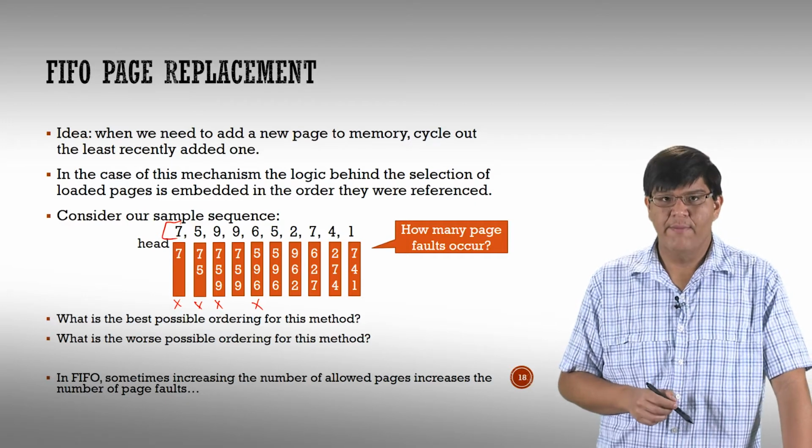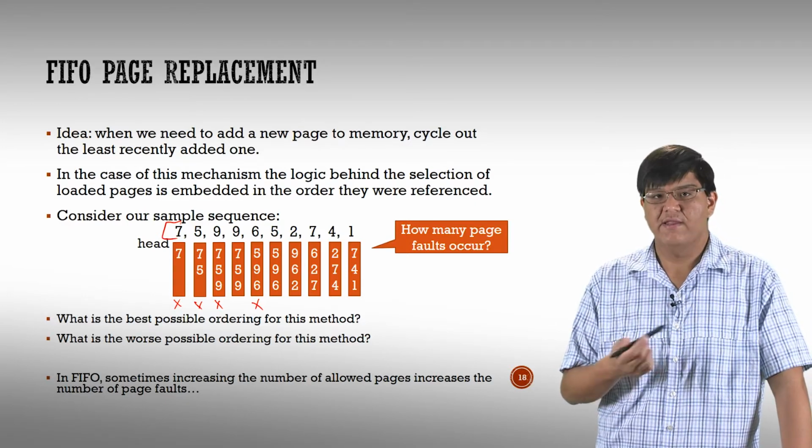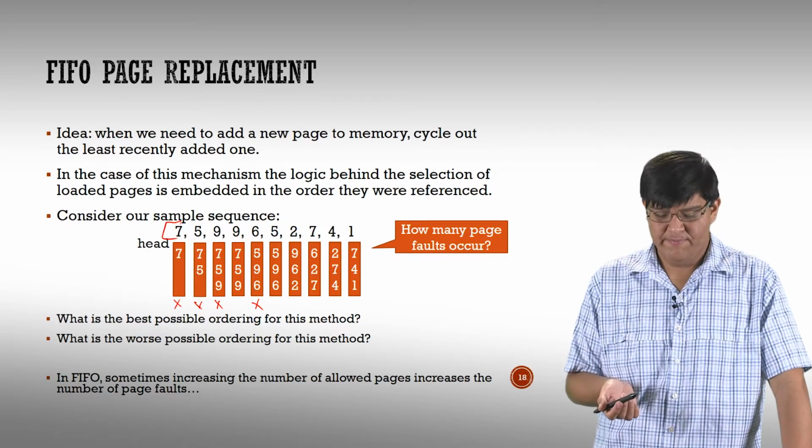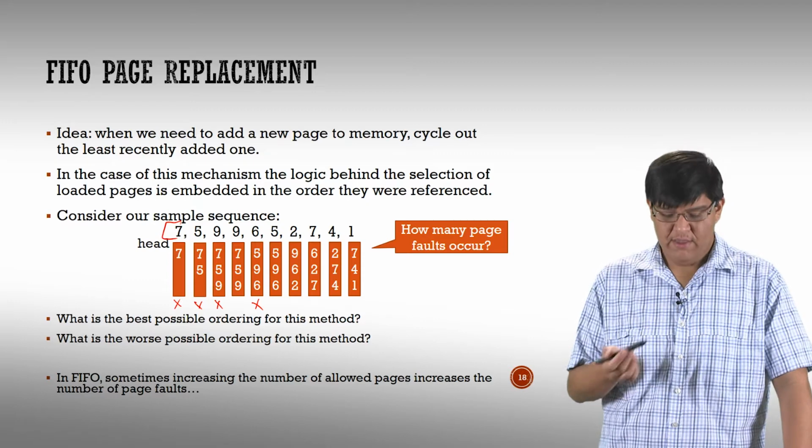And in this case, I am going to cycle my queue. So my 7, which is the thing that was there first, gets thrown out, and then the 6 gets added to the end of it. Then we do a 5. 5 is not a page fault because it's already there.